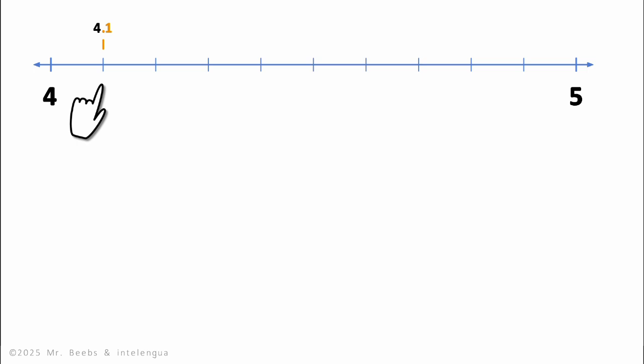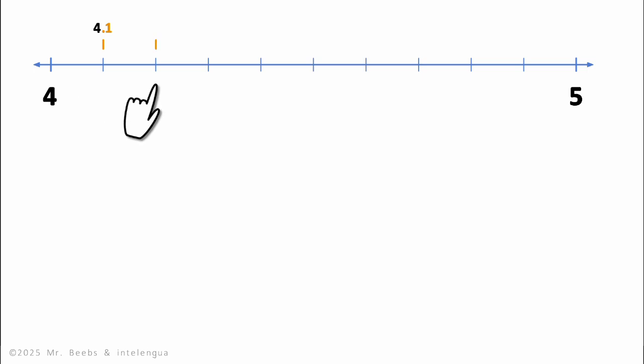4.1 isn't 4, it isn't 5. It's somewhere in between. It's 4 plus a little, with a ways to go to reach 5. A whole jump is 1, but this tiny jump is 0.1. The point in 4.1 is important. This isn't the number 41. 41 is a lot bigger than 4.1. Does that make sense?